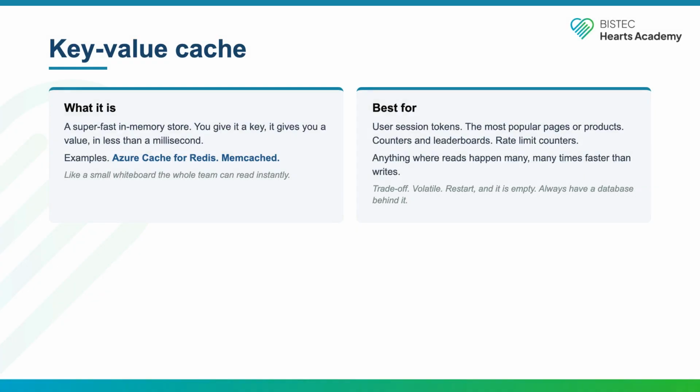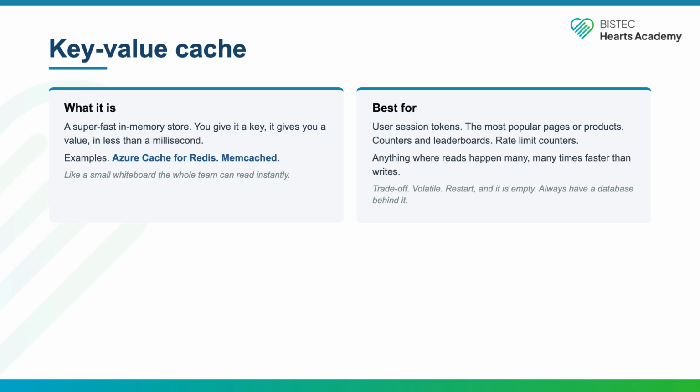A key-value store is the simplest kind of database. You give it a key, it gives you a value. That is the whole interface. The most common one is Redis, also known as Azure Cache for Redis. Redis lives in memory, so reads happen in less than a millisecond.